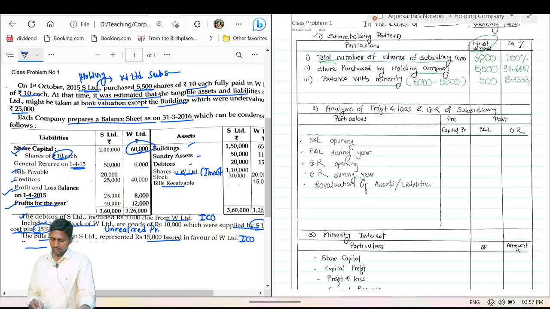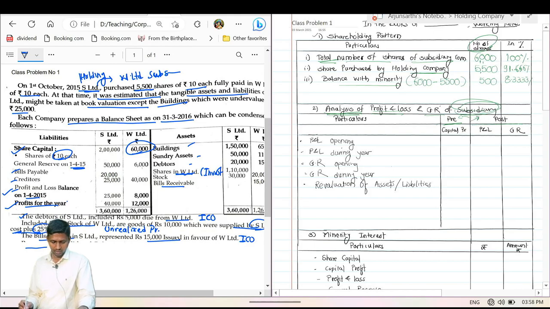Then second note. In the second note, our target is to do the analysis of profit and loss and general reserve. But before doing this analysis, of whom? Subsidiary. Therefore, while writing any figure of this note, you should focus only on the subsidiary's balance sheet. Don't look at the holding's balance sheet. Before starting this, divide your columns into two parts, that is pre and post. Pre means before the date of acquisition. Post means after the date of acquisition.